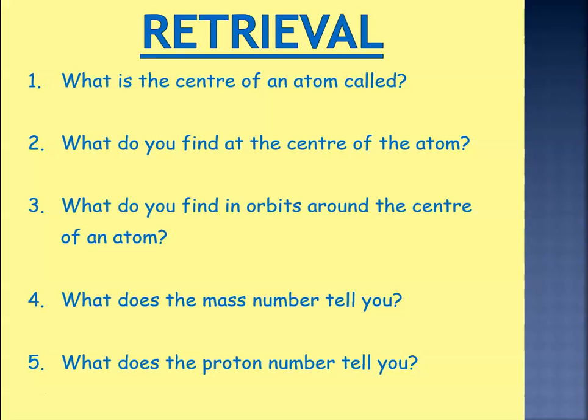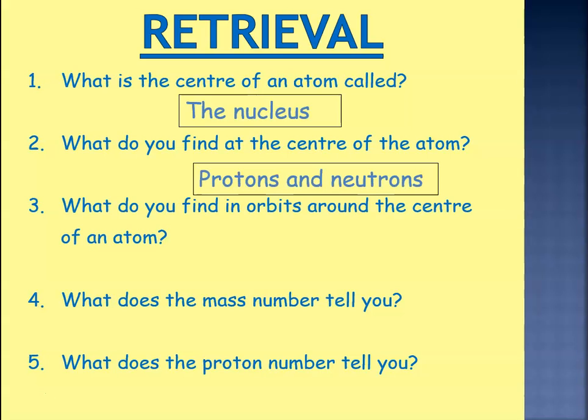Okay, then we'll kick off with question 1. The centre of an atom is referred to as the nucleus. And what do we find at the centre of the atom? Within the nucleus, we'll find protons and neutrons. Question 3. What do you find in orbits around the centre of an atom? Well, in orbits whizzing around the outside are electrons.